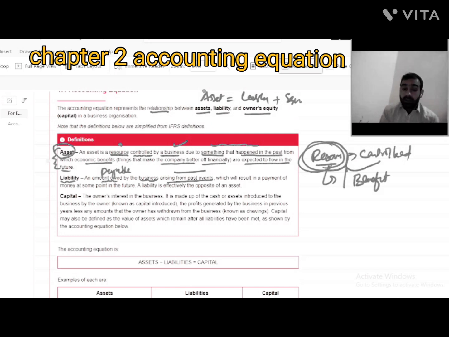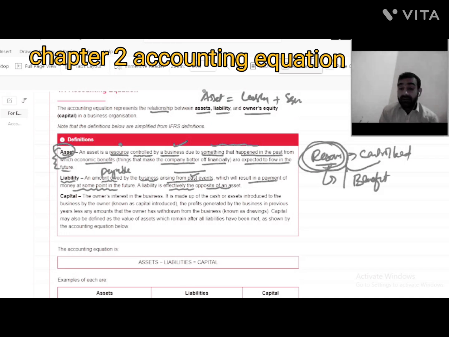So you have to pay some money in the future, and this happened because of a past event and creates an obligation for you. Now a liability is effectively the opposite of an asset. With an asset, you are expecting the economic benefit to flow to your company, and with a liability, you are expecting the outflow of economic benefit from your company. So this is effectively the opposite of the asset.